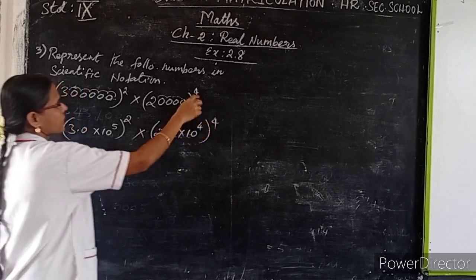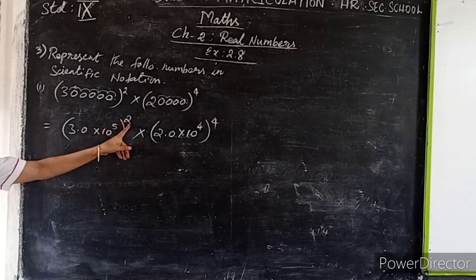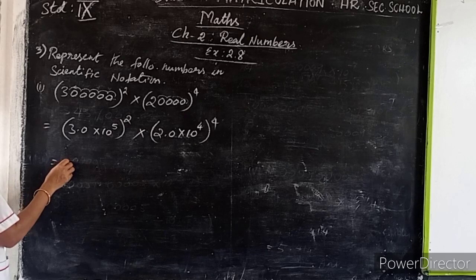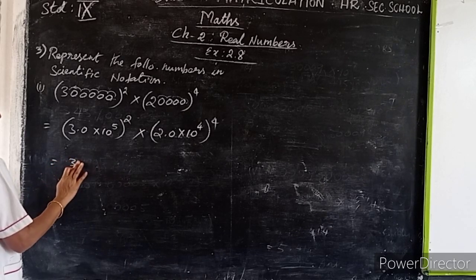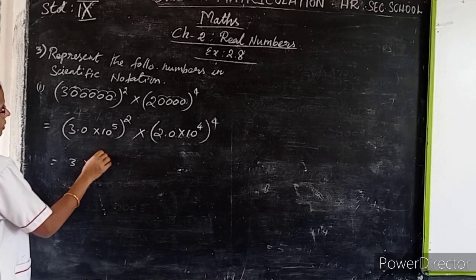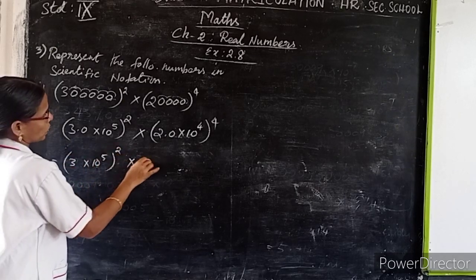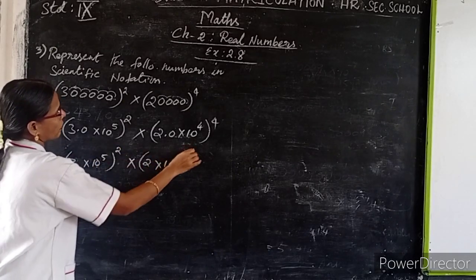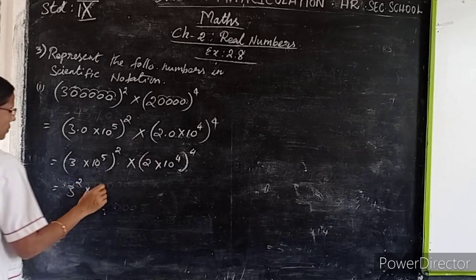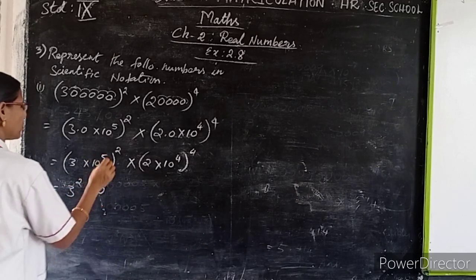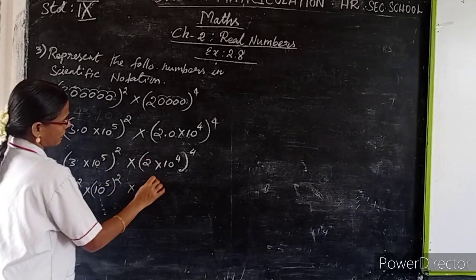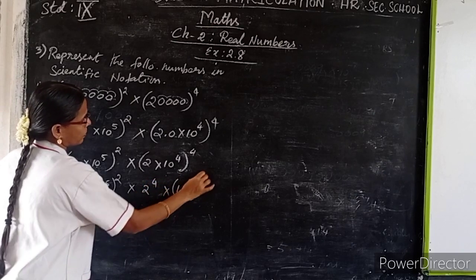Whole power 4. This is given. So this power is both for this number and this number. So 3.0 means 3 only. So 3 into 10 to the power 5 whole square into 2 into 10 to the power 4 whole power 4. Now this square is for both these two numbers. 3 square into 10 to the power, power of power, into here 2 power 4 into 10 to the power 4 whole power 4.